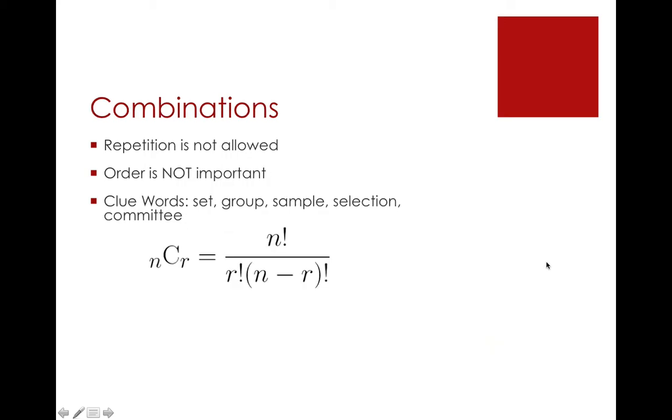Now let's look at combinations. Again, in combinations, repetition is not allowed, so we can't choose the same thing twice. But this time, order is not important. Again, there's some clue words. They're not extensive. There might be combinations that are not on this list, but these are safe to assume we're in combinations. Set, group, sample, selection, and committee. We have our formula here, nCr. Again, you can find the button on your calculator or use the formula. The only difference is in the denominator, we now have an r factorial, so we have 2 terms.